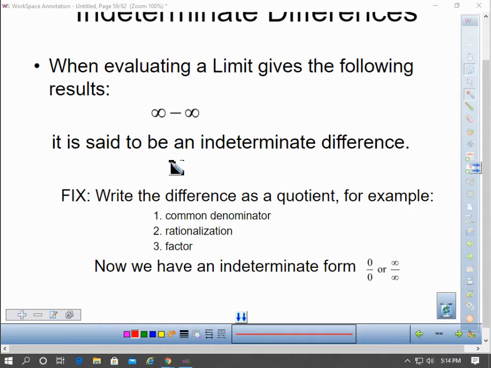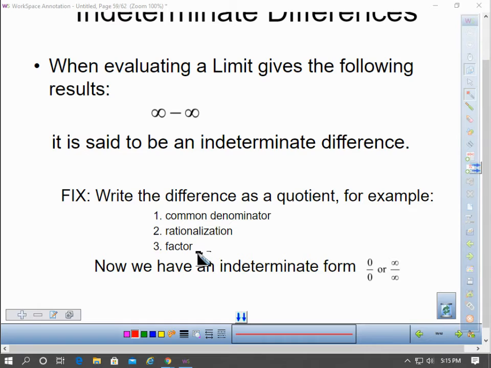Or if it's radicals, you could do some type of rationalization. Another thing you could do is factor. So it depends on what functions are giving you the infinity minus infinity. That will determine which one of these you use, whether you do a common denominator, rationalization, or you factor the problem.